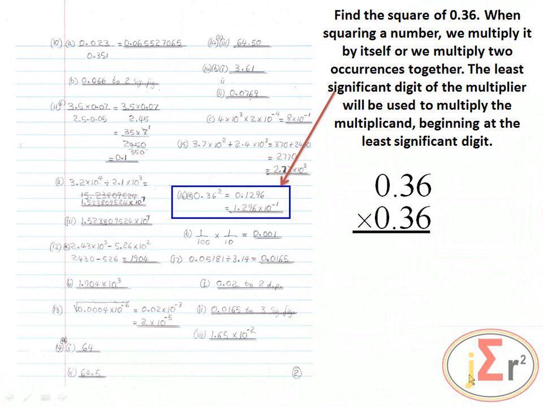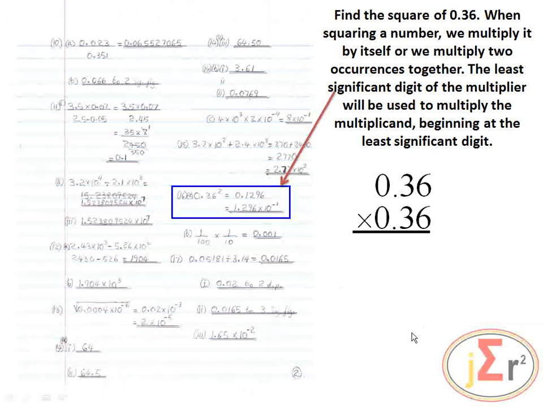Find the square of 0.36. When squaring a number, we multiply it by itself, or we multiply 2 occurrences of that same number together. In this particular case, we will just go straight ahead and do it on our sheet of paper, or in my case, on the screen.